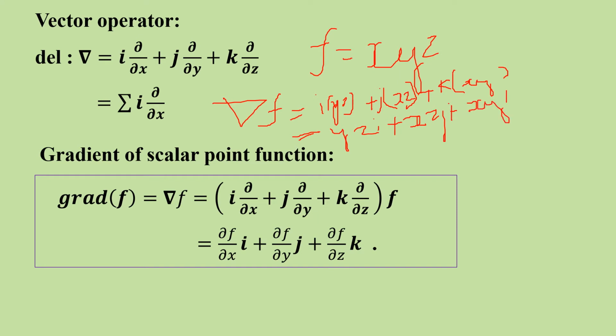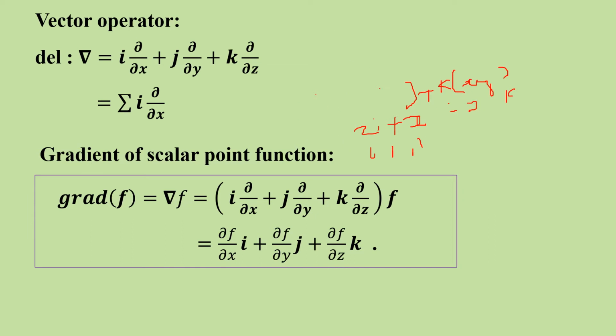Now suppose some point is given, say 1, 2, 1. So I have to substitute x as 1, y as 2, z as 1, so that I get the gradient of f at this given triad (1, 2, 1). So we'll get a constant vector. Correct? Now I will give an example to visualize this gradient of a scalar point function.